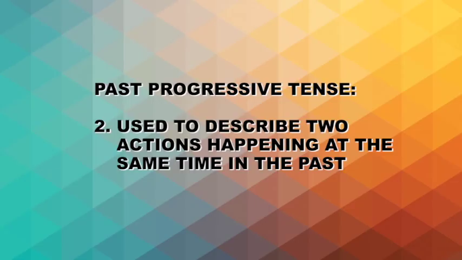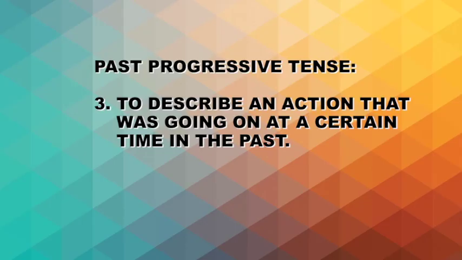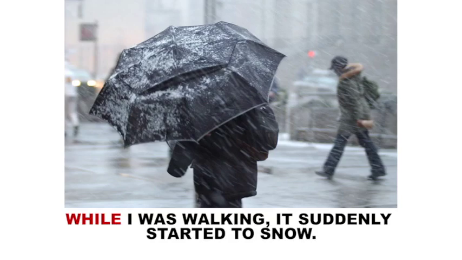Next, the past progressive tense is used to describe two actions happening at the same time in the past. An example of this use is the sentence, "While I was making dinner, he was setting the table." The third use of the past progressive tense is to describe an action that was going on at a certain time in the past. Often, this use of the past progressive sets the scene for another action. Here is an example of the past progressive tense used in this way. While I was walking, it suddenly started to snow.